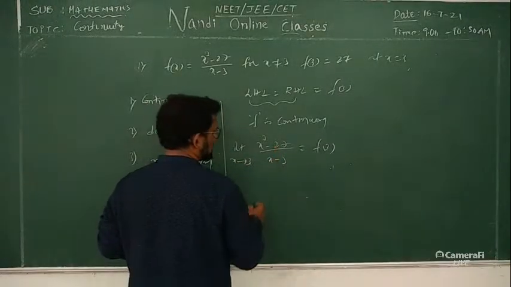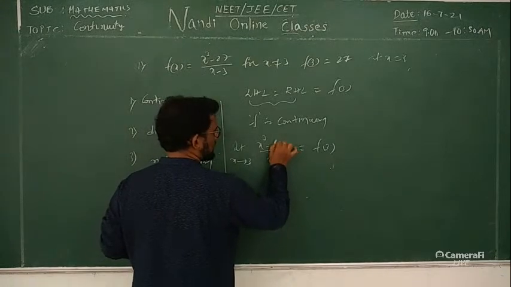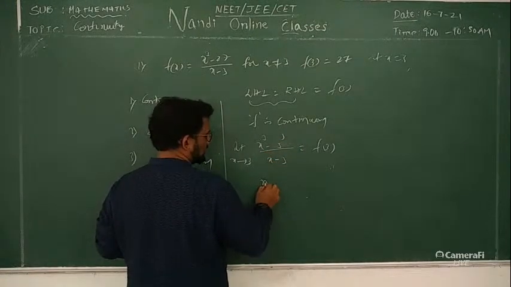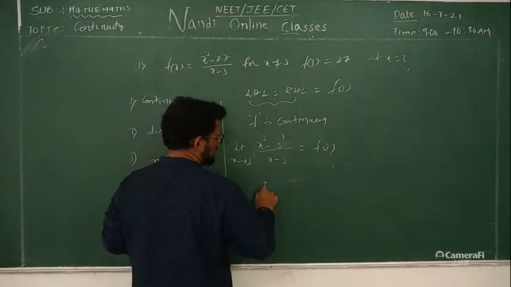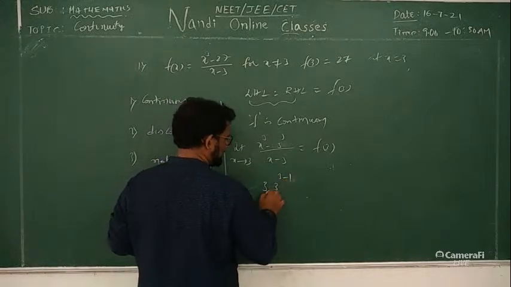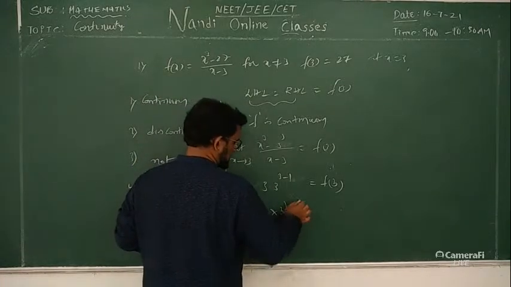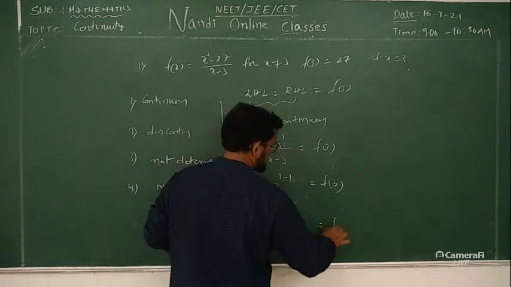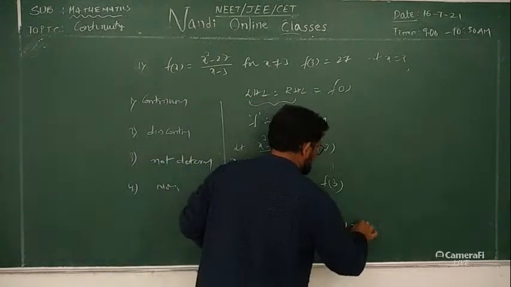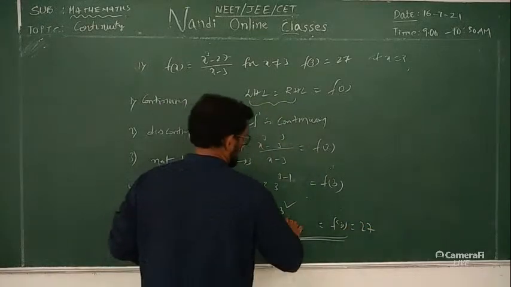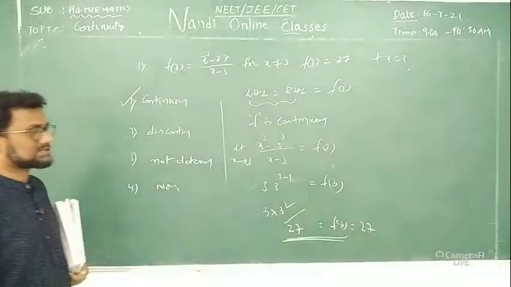This value we can find out as this 27, we can write it as 3 cube. Therefore, we can use the n into a power n minus 1 formula to get the value. 3 into 3 power 3 minus 1. This is nothing but f of 3. This is 3 into 3 square. This is 27 is equal to f of 3. Therefore, anyhow f of 3 value is 27 is given. Therefore, limit value and function value are matching. Therefore, 100%, it is continuous.